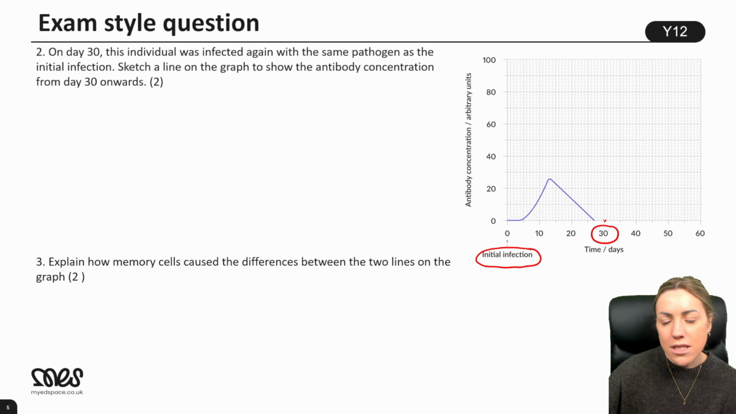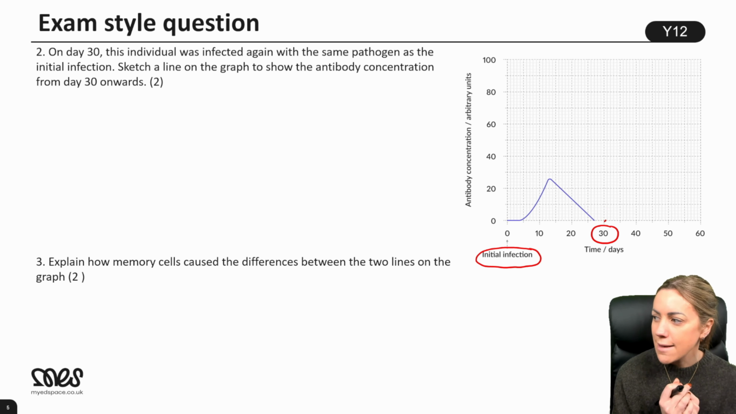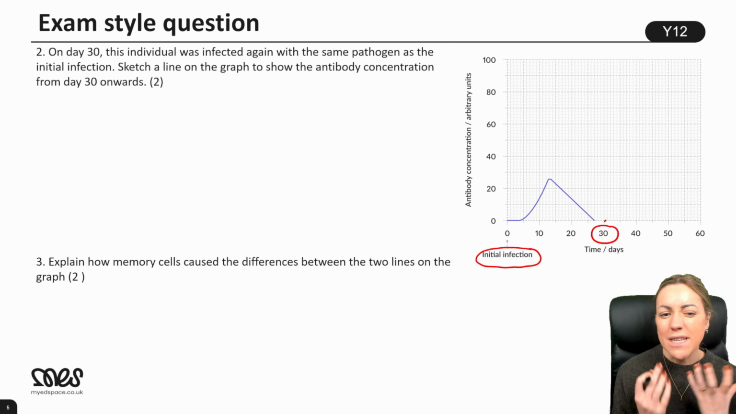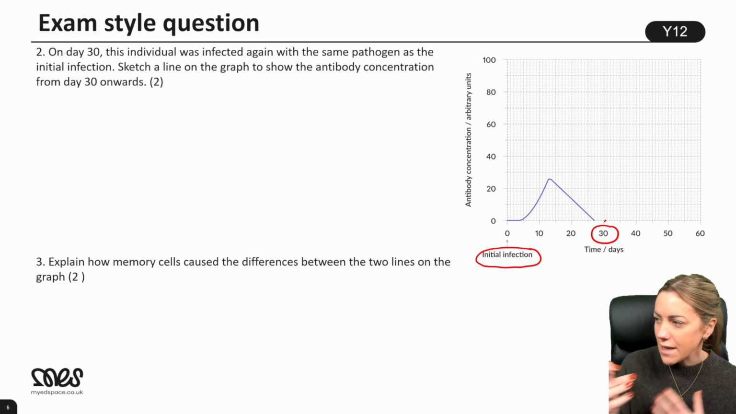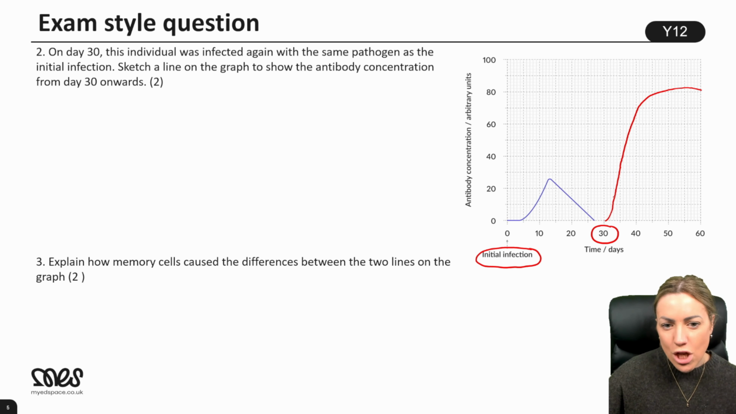But to get the mark, as long as you had it increasing pretty much immediately, so maybe between day 30 to 33, yeah, don't give too much of a delay because there won't be a delay because we've got those memory B cells. As long as your line starts to increase pretty soon, from day 30 to 33, they will let you have that mark. I'm going to show mine going up immediately. I'm also going to show a much steeper gradient and a much higher peak, okay? So my 2 marks are coming from making sure the peak is higher and there's a steeper rise. That will get me 1 mark.